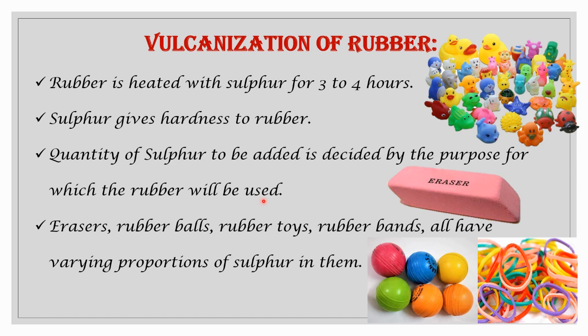And erasers, rubber balls, rubber toys all have varying proportions of sulfur in them. And in rubber bands, the proportion of sulfur is very small.